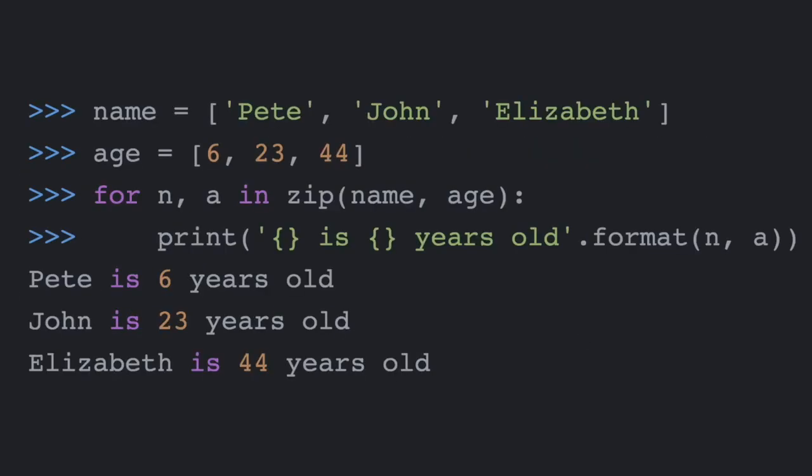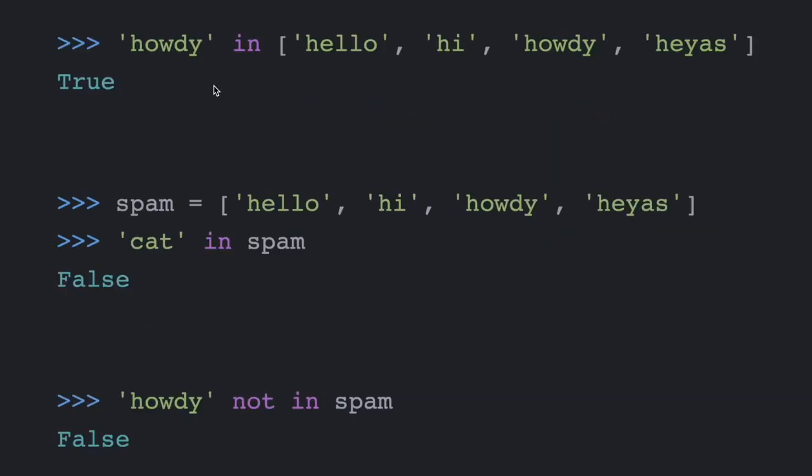And you can loop through multiple lists with zip. So we have zip here. So now we're going through the name and the age list into n and a, and you can see what that prints out. You can use the in and not in operators to see if something is in a list. So is howdy in this list? Well, True. Is cat in spam? False. Is howdy not in spam? False.